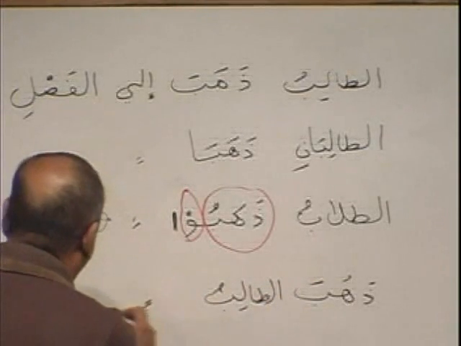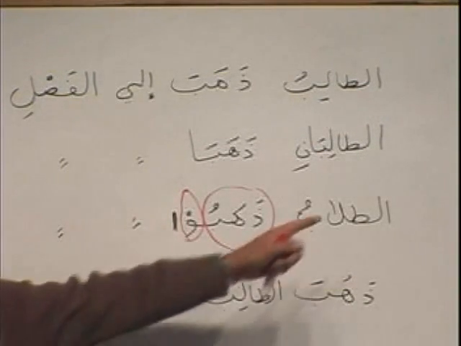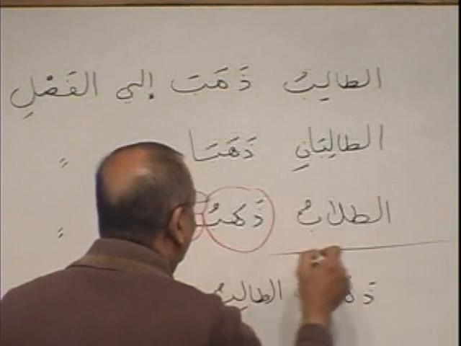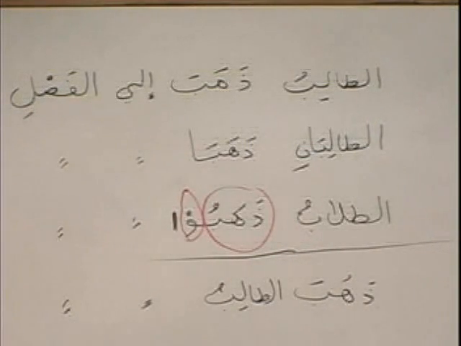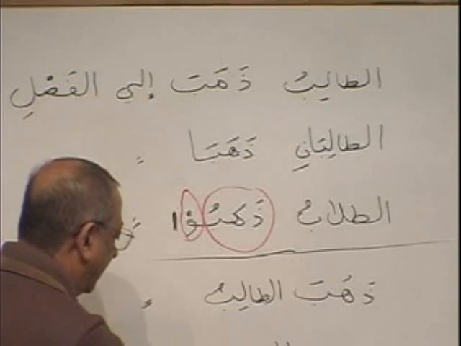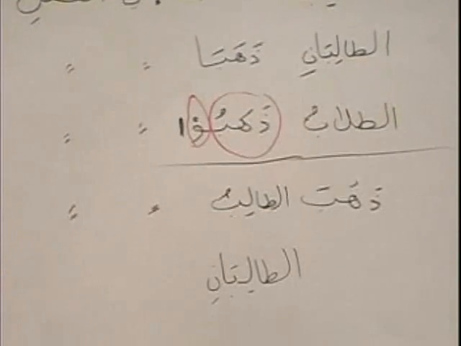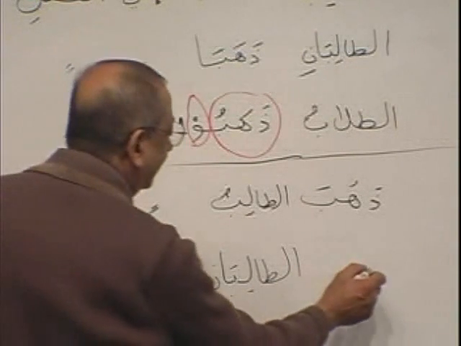So I say to you, zahaba talibu ilal fasli. What kind of a sentence is this now? What kind of a sentence was this before? Jumla ismiyya. Now we start straight away with jumla fi'liyya. Where is the verb? Where is the fa'il? Talibu. Now I have to say here talibani. Two students are going. Now what kind of verb do I use? Shall I say zahaba because there are two students? No, I will still say zahaba.